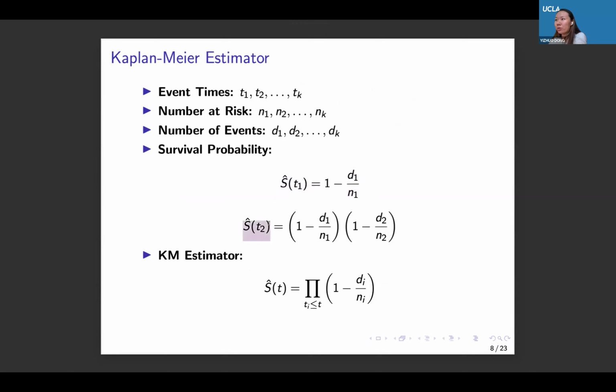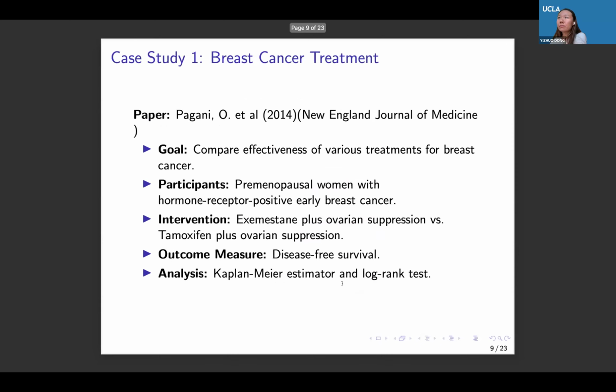And then moving on, you want to compute the survival rate until time T2. You basically have this S hat T1 here, and you multiply by this conditional probability, and so on and so forth. You will get this KM estimator as a product of everything until T. So this is the end of the experiment or the clinical trial.